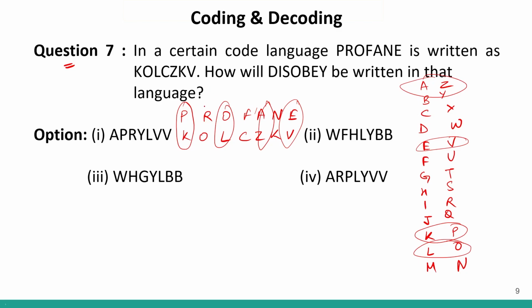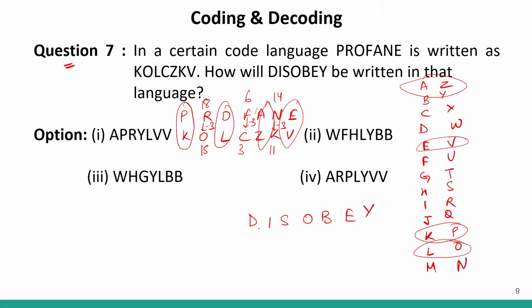Now if I look over here, R is 18. This is 15. So this is minus 3. This is 6, this is 3, so this is also minus 3. These are your forward ranks. N is how much? 14. K is 11, so this is also minus 3. So basically, it is a combination of opposite letters and going backwards by 3 positions. So we will do the same thing for disobey.